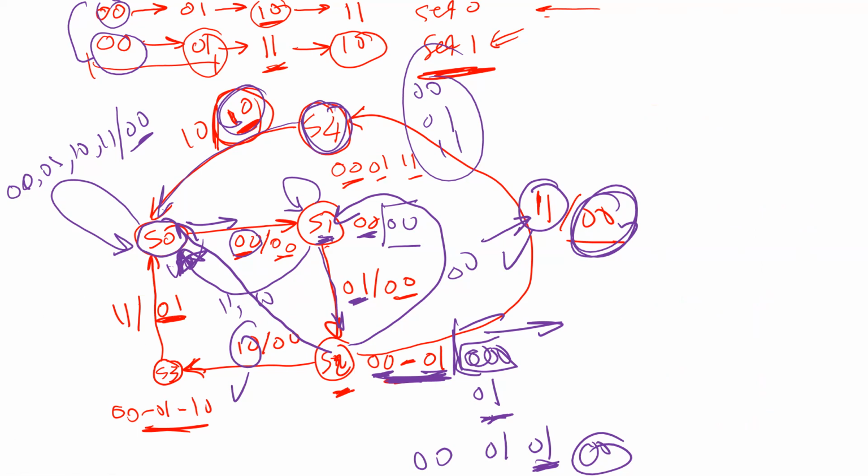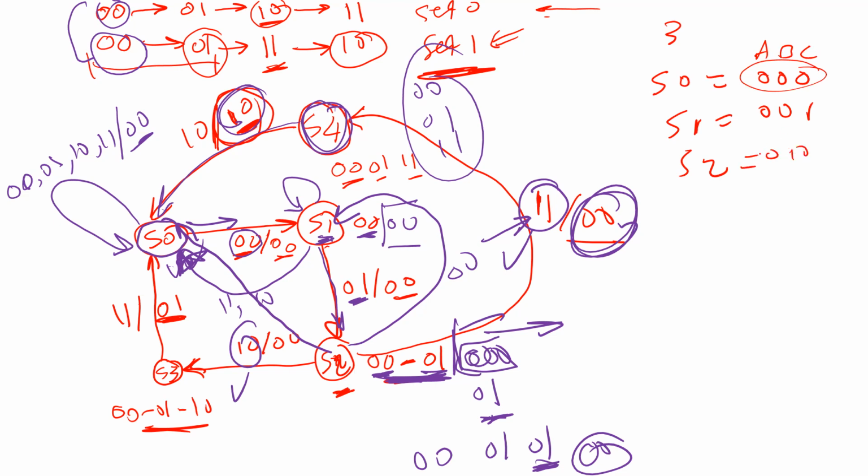Because now I know I need 3 flip-flops. State 0 is equivalent to 0, 0, 0. State 1 is equivalent to 0, 0, 1. This is ABC. If the flip-flops ABC are 0, 0, 0, that means I'm in state 0. State number 2 should be 0, 1, 0. State number 3 should be 0, 1, 1. I'm sorry. State number 4 should be 1, 0, 0. So these are all the states we should have.